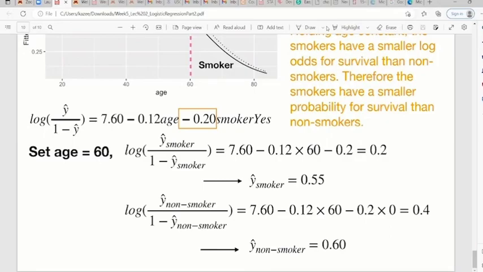Like I said, today I continued with what we started yesterday on the logistic regression model. Today I walked you through simple logistic and multiple logistic. Simple logistic is when you have one predictor and the response variable is categorical. Multiple logistic is when you have more than one predictor and the response variable is categorical.